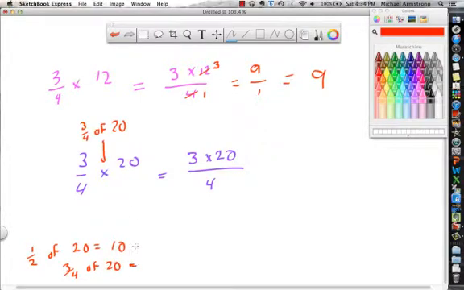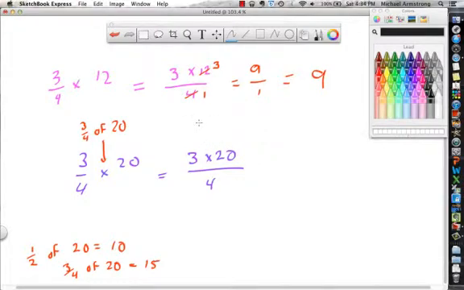what would it be? 100%, all of 20, would be 20. Half of 20 would be 10. So 3/4 of 20 actually ends up being right in between 10 and 20, which is 15. But I'll show you how that works right now as we're doing the math. 3 times 20 over 4.